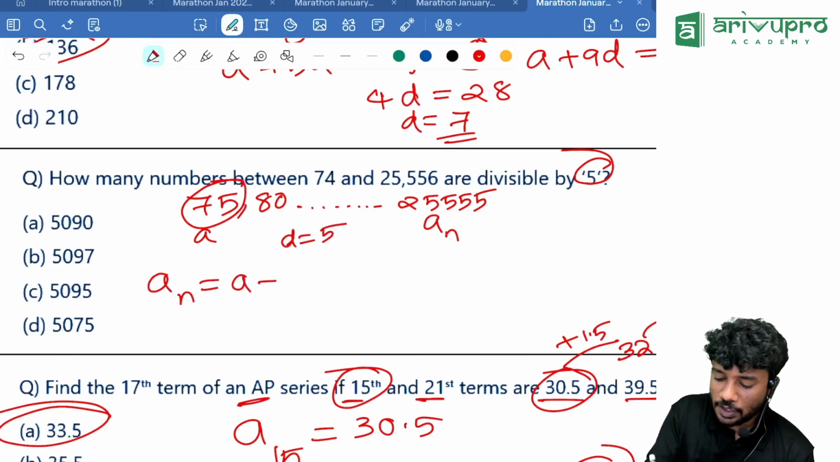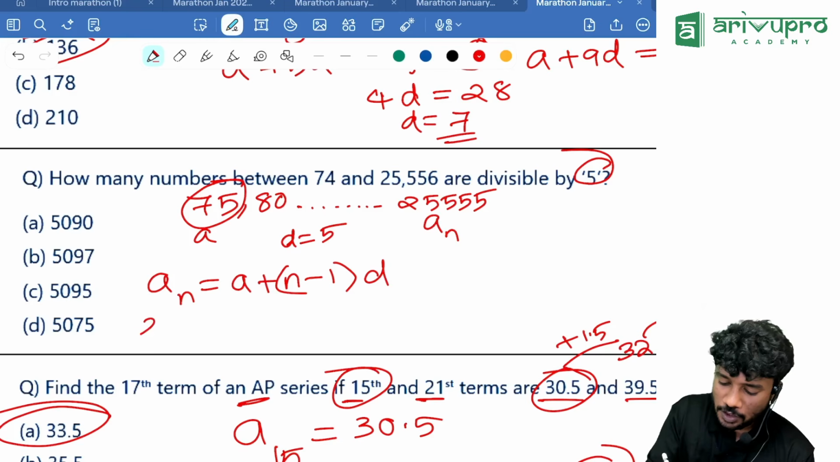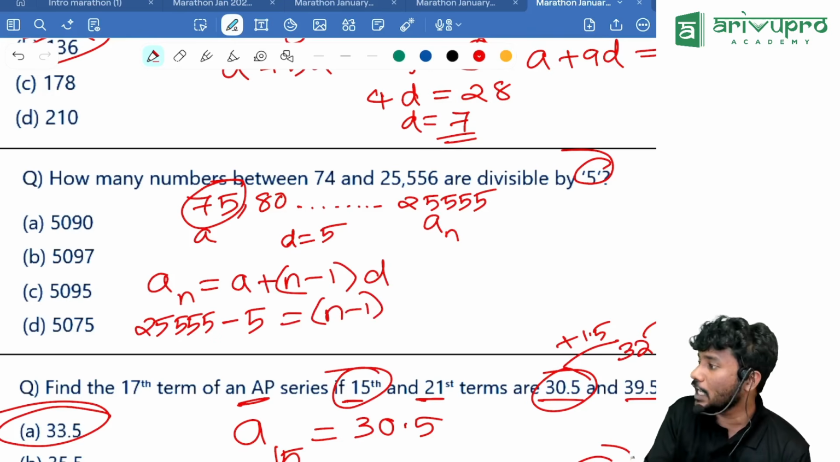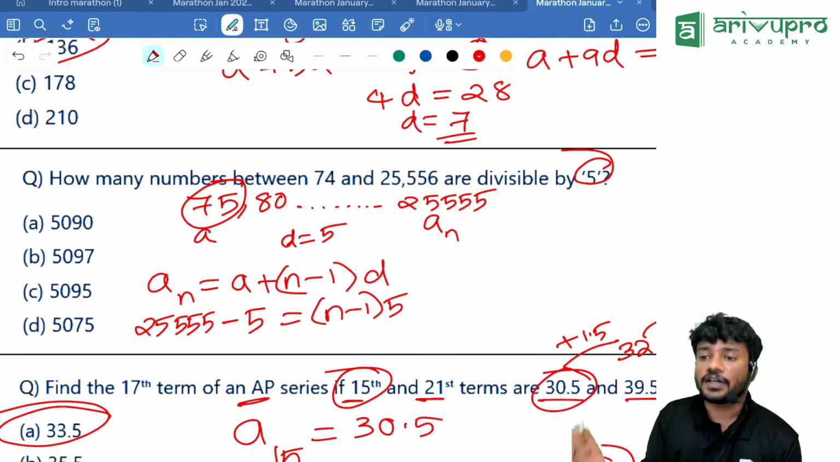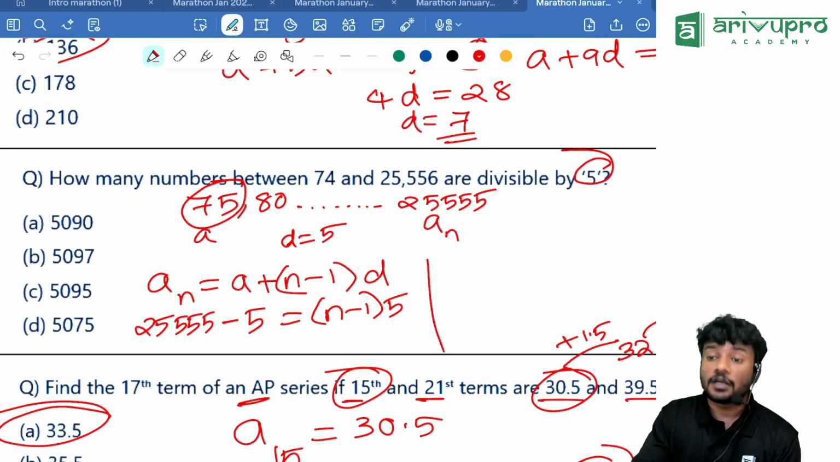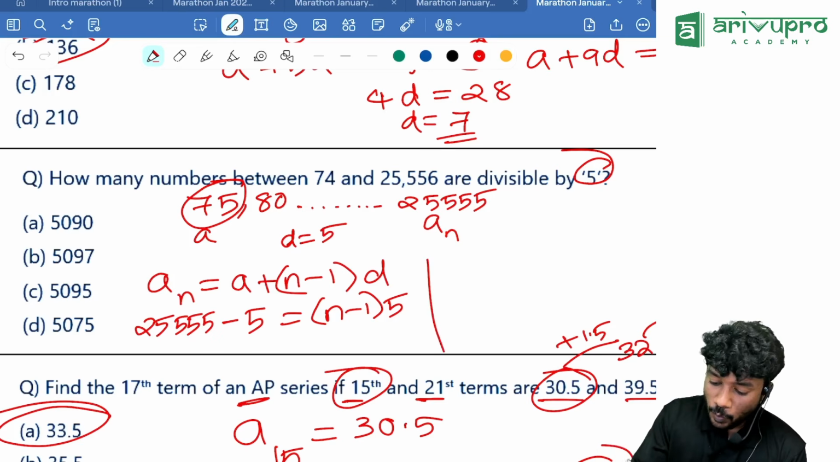Which formula are we going to use? An is equal to A plus n minus 1 into D. An is how much? 25,555. Minus A is coming to this side. That means which is equal to what? The 5, which is equal to n minus 1. We need to find that value, n minus 1 into D is how much? Into 5. Get me the answer. Just use calculator. Find n minus 1. How much now? So while calculating n minus 1, you will get it like this.